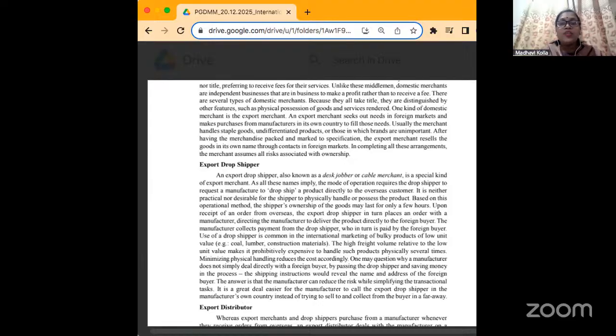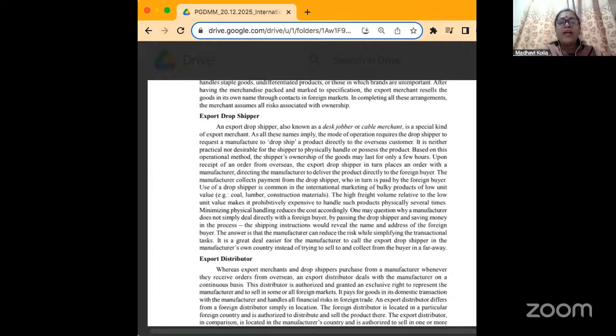The next thing that needs to be understood is that because they take the title to the product, they are distinguished by other features such as physical possession of goods and services rendered. Whereas, as we said, in the case of an agent, they do not take physical title to the goods or services. So, an export merchant also seeks out the products which will fulfill the needs and wants of people in that host country. So, it is always from the perspective of the end user that these merchants function.